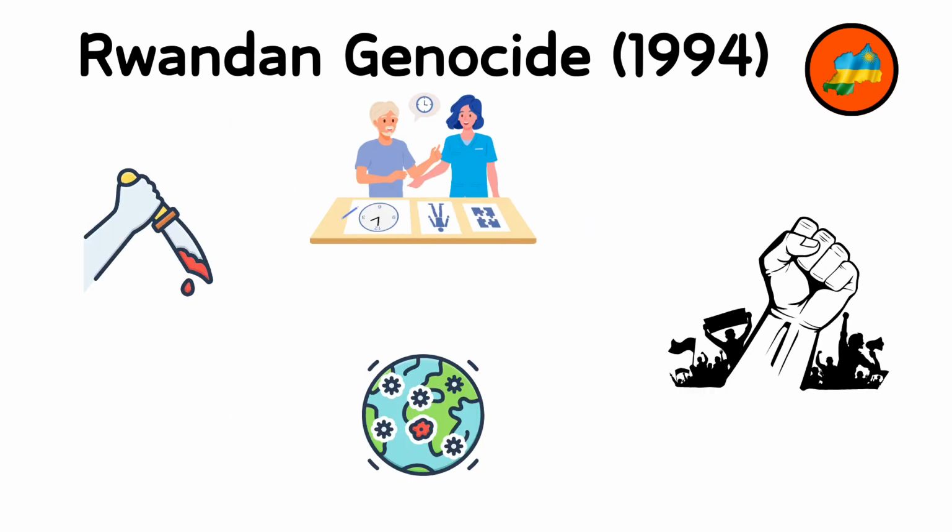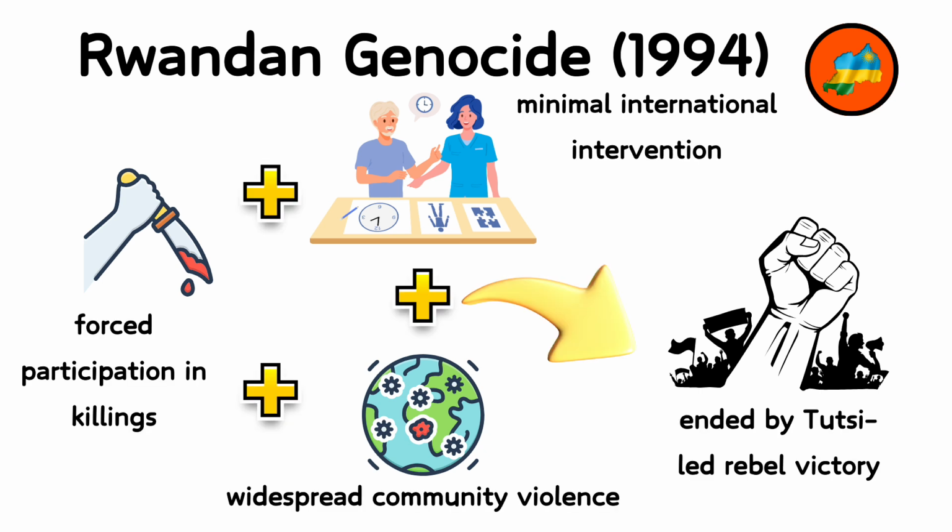Neighbors killed neighbors, and many were forced to participate in the killing. The international community did very little to stop the violence. The genocide ended when a Tutsi-led rebel group took control of the country. This tragic event is a stark reminder of the horrors of unchecked hatred and prejudice.